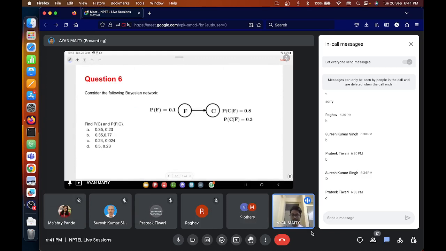Now question 6 is a very small Bayesian network. F and C are the only two variables, and there is a directed edge from F to C, and three probability values are given: probability of F, probability of C given F, and probability of C given F complement, which is 0.3. You have to compute these two probability values, probability of C and probability of F given C, using this small Bayes network and the three probability values given here.